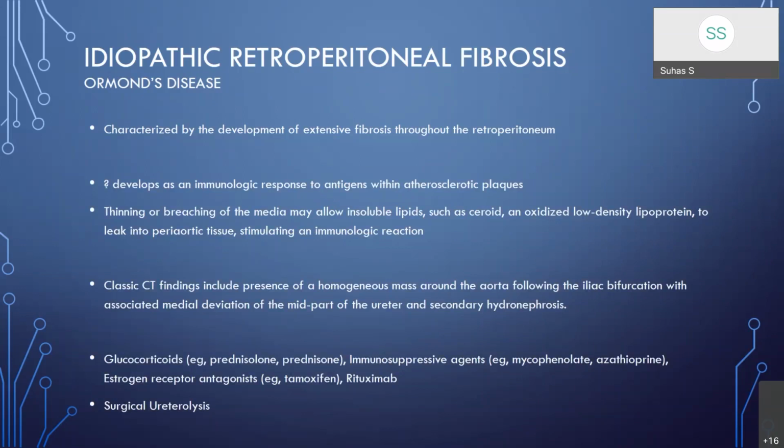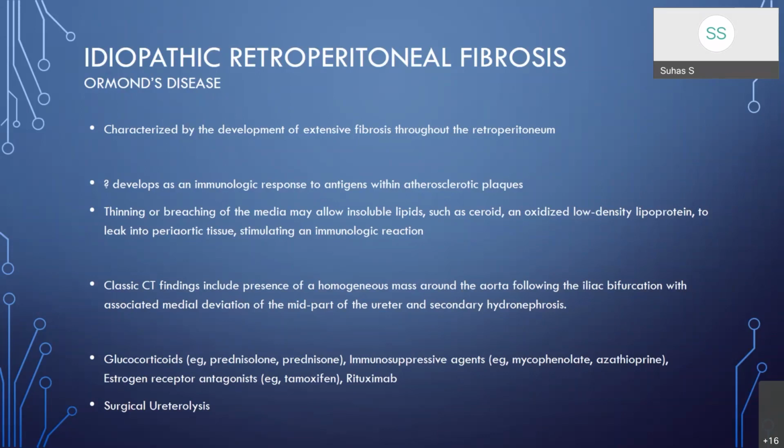And when there is thinning or breaching of the media, these insoluble lipids leak into the retroperitoneum and stimulate an immunological reaction, and this causes the fibrosis. Classically, on CT, we note a homogeneous mass around the aorta, which leads up to the aortic bifurcation. And there is associated medial deviation of the mid part of the ureter and secondary hydronephrosis.